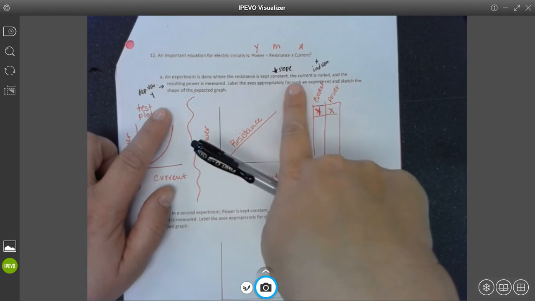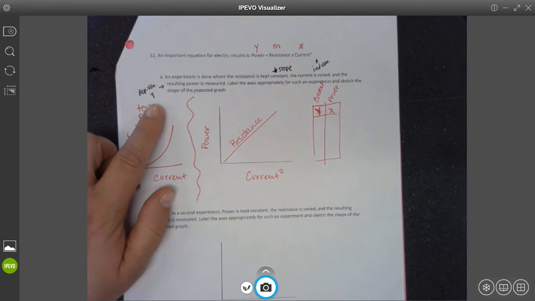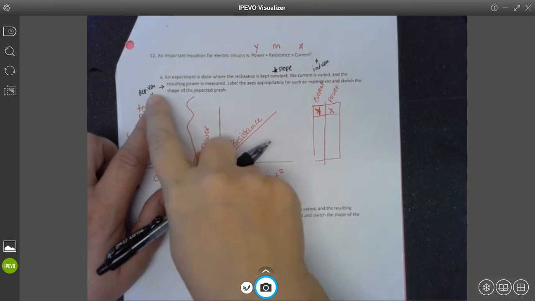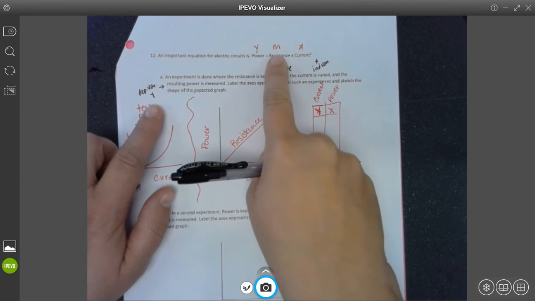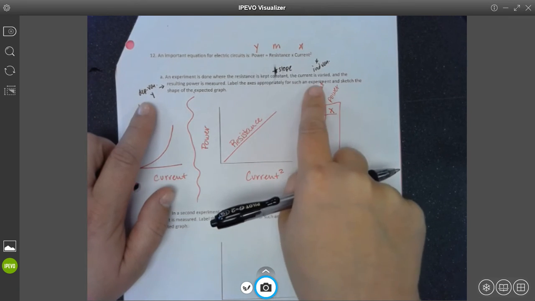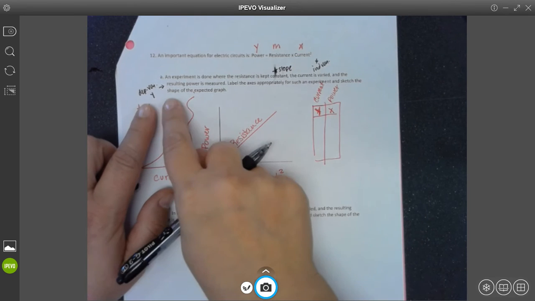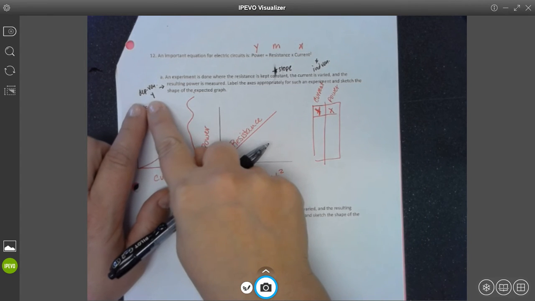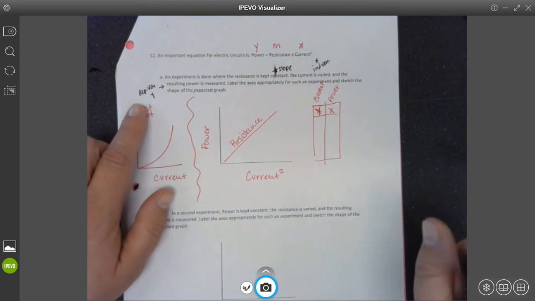This says label axes appropriately for such an experiment and sketch the shape of the expected graph. Now, the easiest way to do this is to say, okay, my slope is this thing that's being kept constant, the resistance. So that's why I wrote m by resistance, because it's slope. The current is being varied. So that's going to be my x-axis. And power is measured. That's my dependent variable. So I'm going to label that y and put that up there.